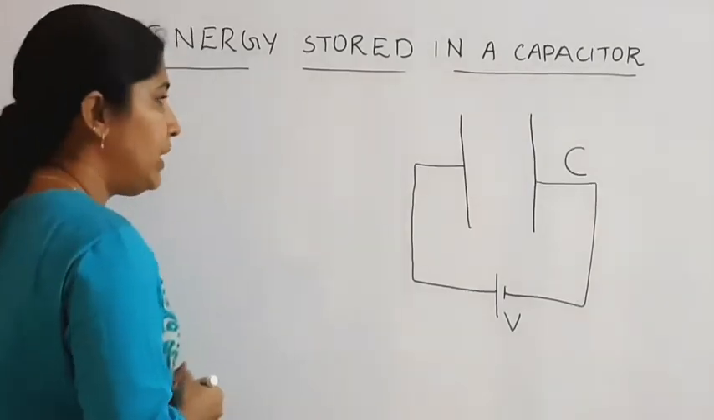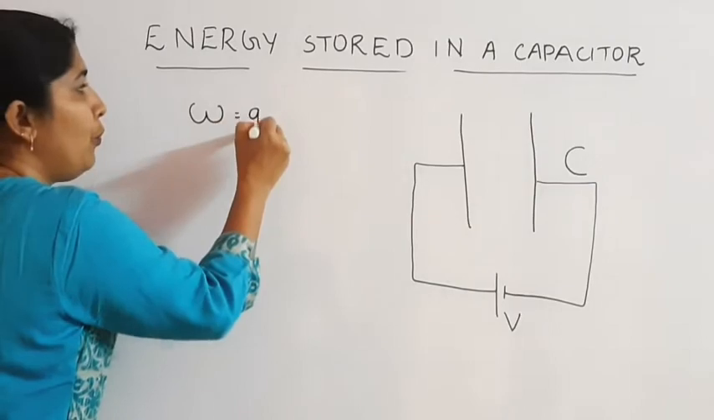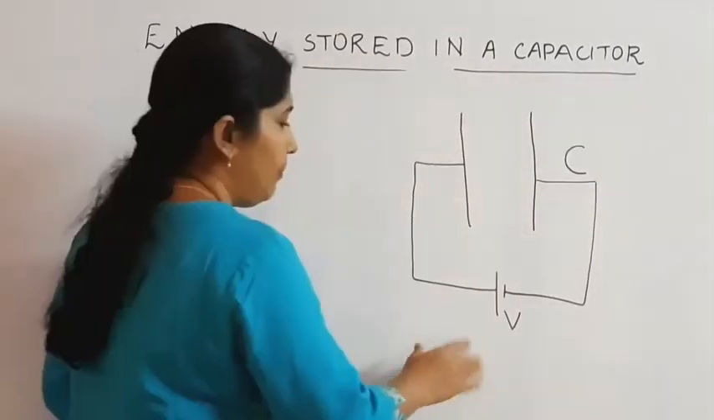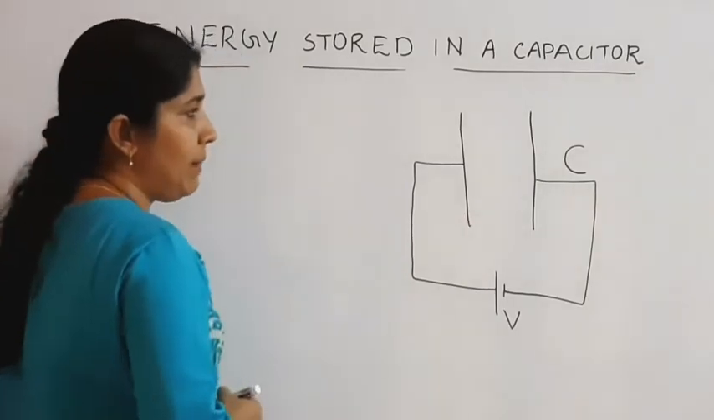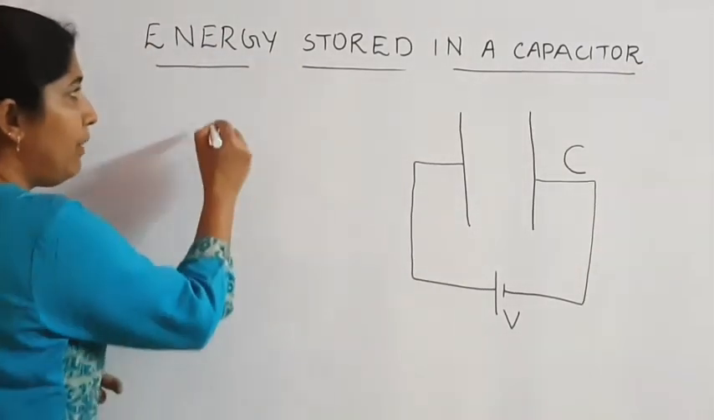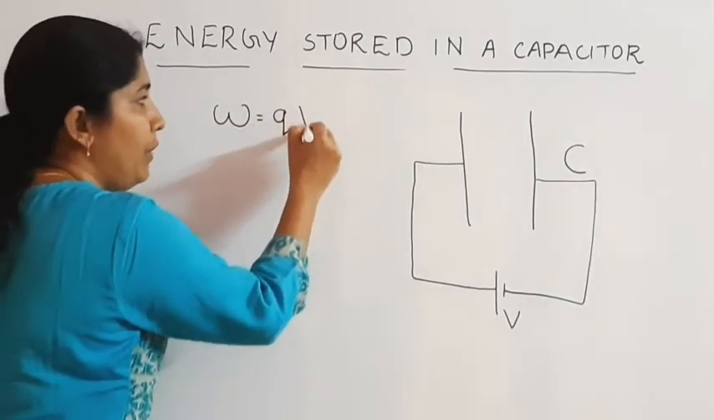What about that work done? Work done W is equal to Q into V. Here the cell will do a certain amount of work to charge this capacitor, and that work done W is equal to Q into V.